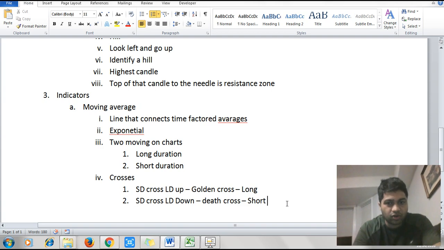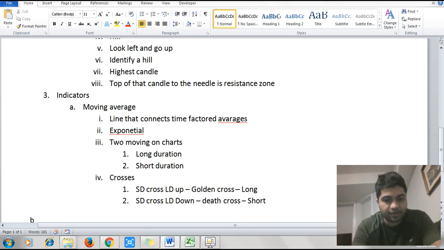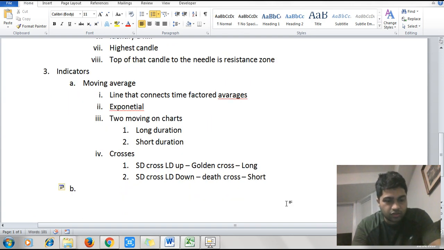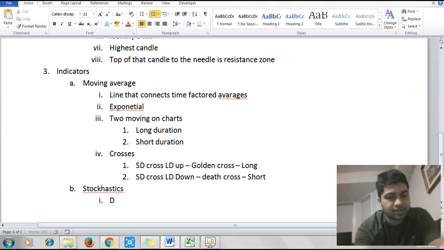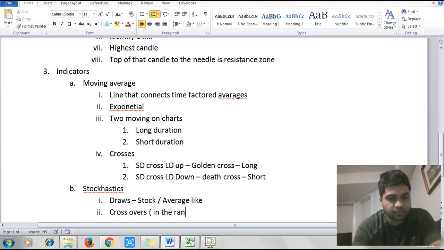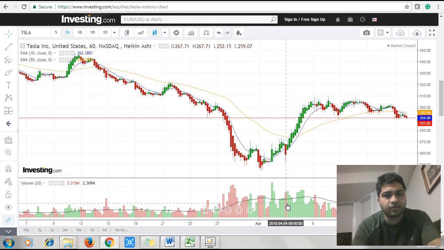Another example of an indicator can be stochastics. Stochastics draws two lines, the stochastic line and the average line, and we generally trade on crossovers again. To be effective, we generally trade on crossovers in the range. So I'll discuss it on the graph.